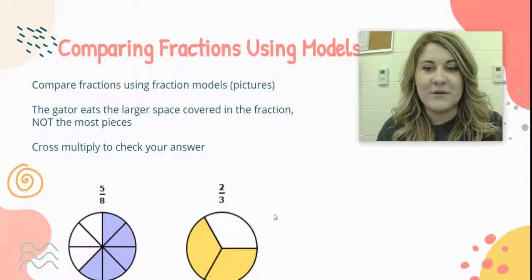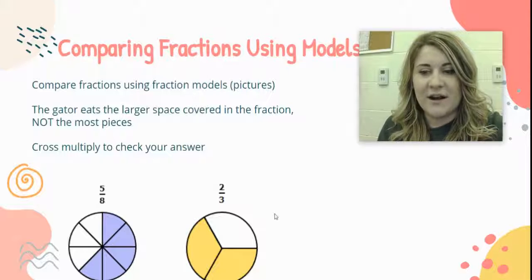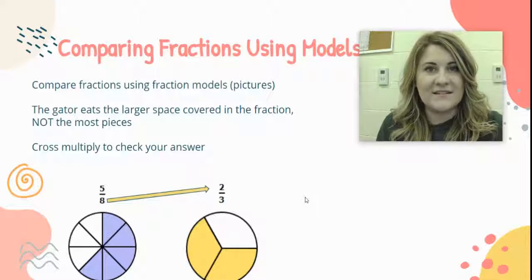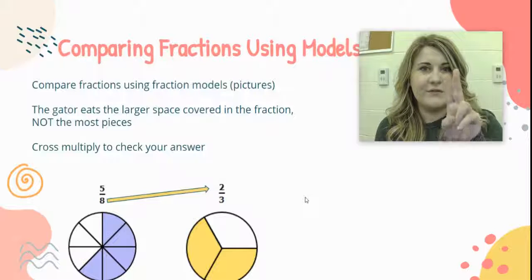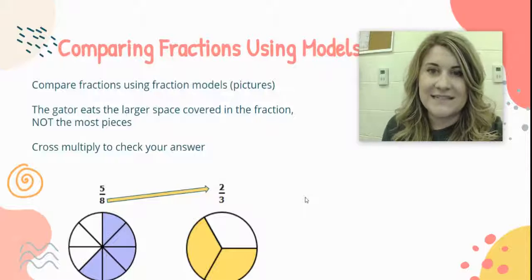So what we're going to do is cross multiply to figure this out. First we're going to draw an arrow from 8 to 2. We go from the bottom number to the top number of the next fraction, and we're going to do 8 times 2. 8 times 2 is 2, 4, 6, 8, 10, 12, 14, 16. So 16 is going to be the number for this fraction.